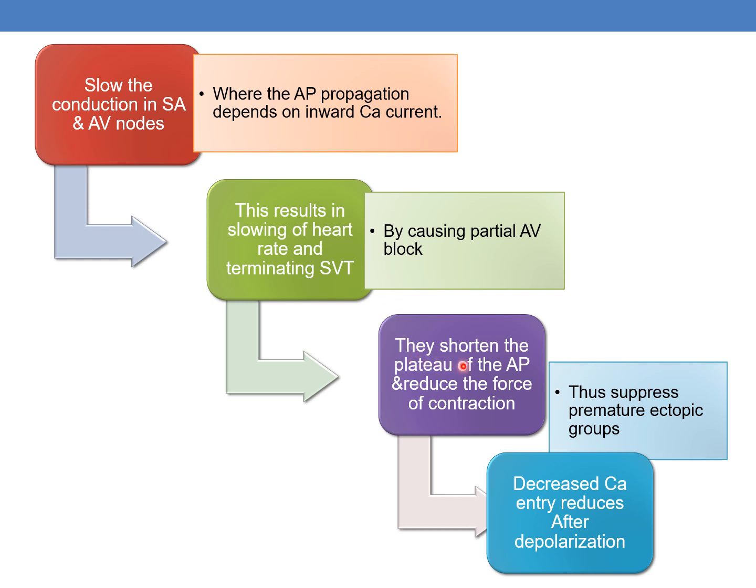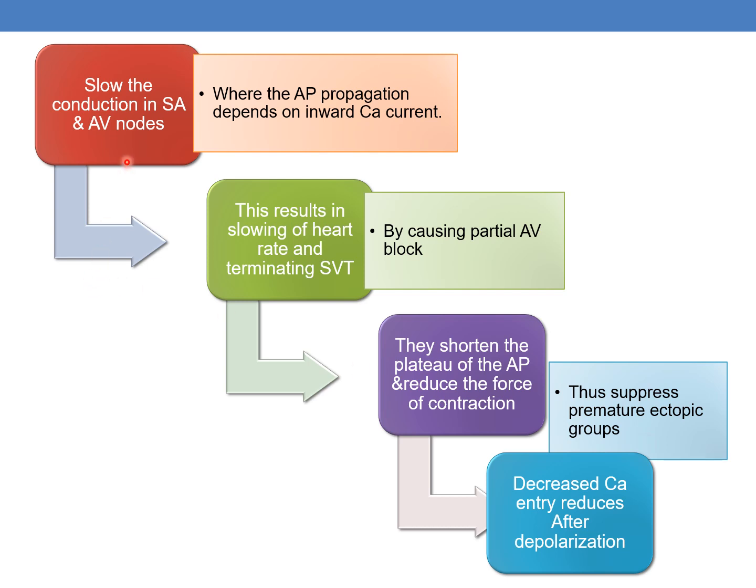Additionally, they shorten the plateau of the action potential. Class 4 drugs act on the plateau phase. They shorten the plateau of the action potential and reduce the force of contraction. And this decreased calcium entry reduces the after depolarizations, thus suppresses the premature ectopic beats. And this is the overall antiarrhythmic mechanism of calcium channel blockers.